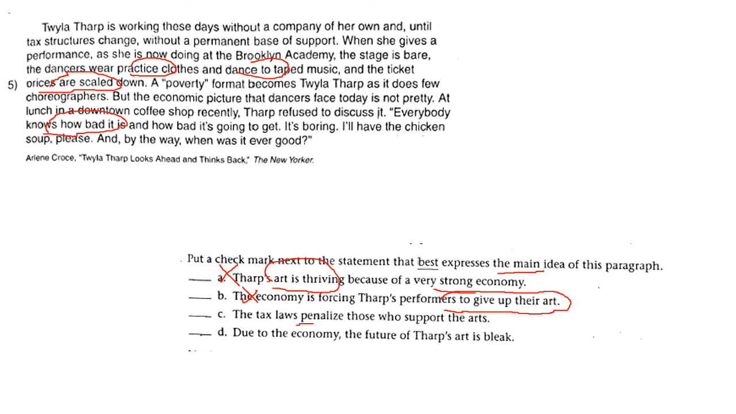The tax laws penalize those who support the art. Well, it does talk about the tax structure, but it doesn't say that there's a punishment for those that support the art. So C is not quite right. Due to the economy, okay, so she hasn't got a company, she's not got a base, yes. The future is bleak. The future is not very promising. So she said it's bad and it's going to get more bad. This is true. Answer D is the best answer.